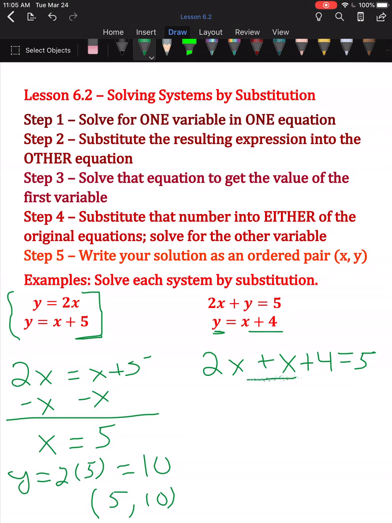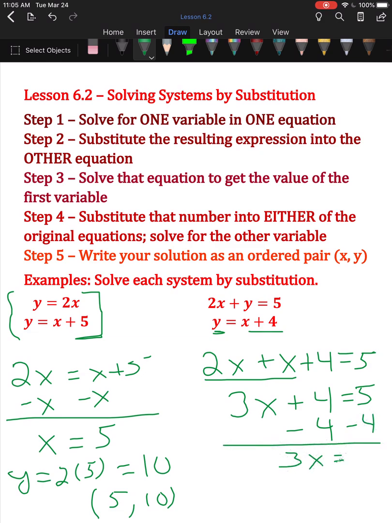I have like terms here, so combine those. 3x plus 4 equals 5. And finish solving. I'm going to subtract 4 from each side, I get 3x equals 1. Divide both sides by 3. X is equal to a third.